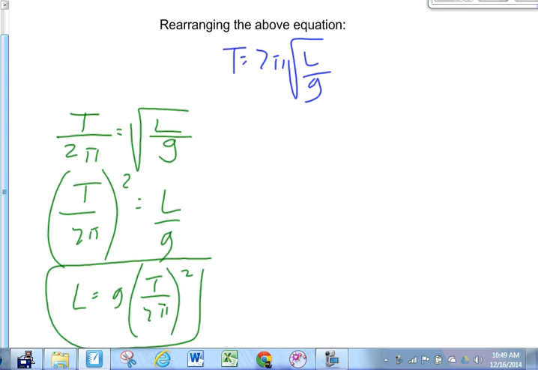Okay, we want to solve for g. We want to get g by itself. Well, we're going to follow the same steps. We have L is equal to g over (T over 2 pi) squared. But now we've got to get rid of something to get g by itself. What do you want to get rid of?